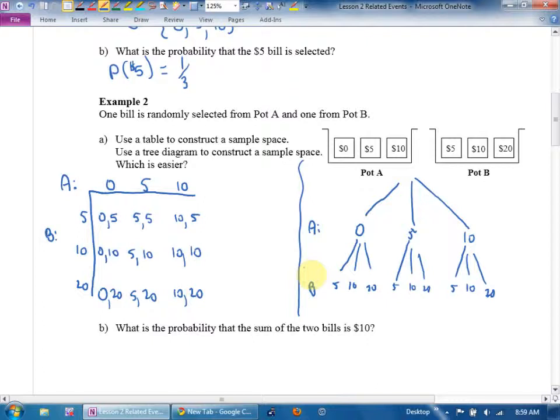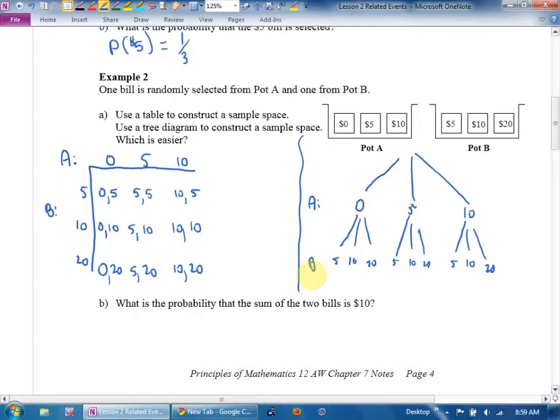What's the probability that the sum of the two bills is $10? So there's two ways I can get that. From my table, now they want the sum of the two bills. That means that it adds to 10. I could circle. Probability that sum equals 10 is what out of what? 2 out of 9. Or from here, I would go, oh, they got to add to 10. And there's my 2 out of 9 as well.